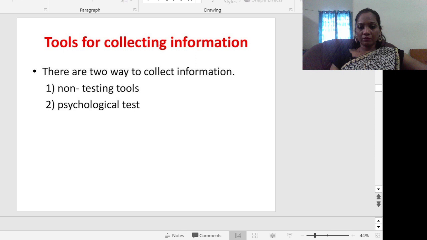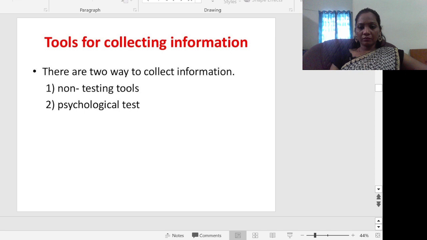regarding the organization setup of counseling and guidance at college level, and I have also given the types of counseling, the different types like directive, non-directive, purposive, and the difference between guidance and counseling. Those topics I have discussed, and in this topic I am going to discuss the tools of collecting information.